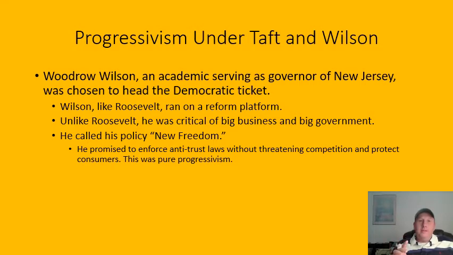So Wilson, unlike Roosevelt, ran on a platform of reform. Remember, a platform is a candidate's basic ideas. But unlike Roosevelt, Wilson was critical of both big business and big government. Roosevelt called his platform New Nationalism, and Wilson called his New Freedom. Wilson promised to enforce antitrust laws without threatening competition and to protect consumers. These were pure progressive ideas.